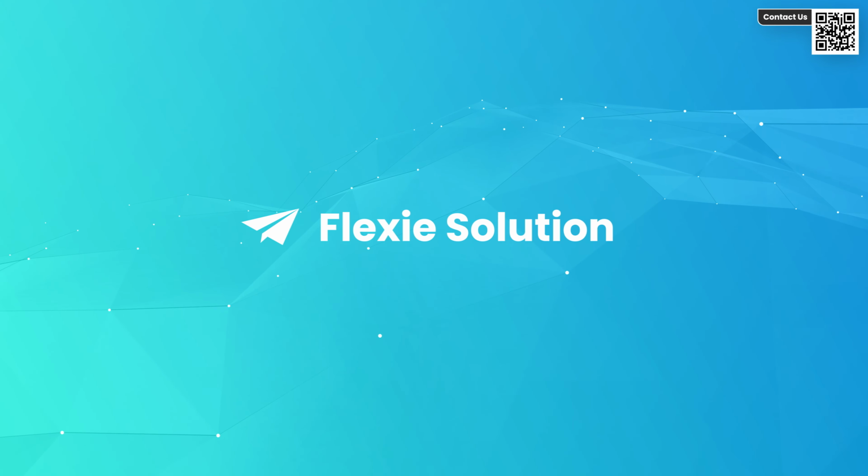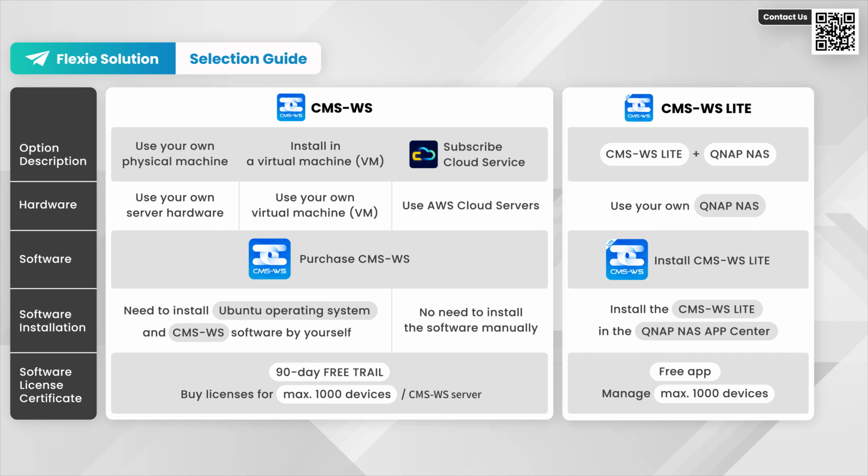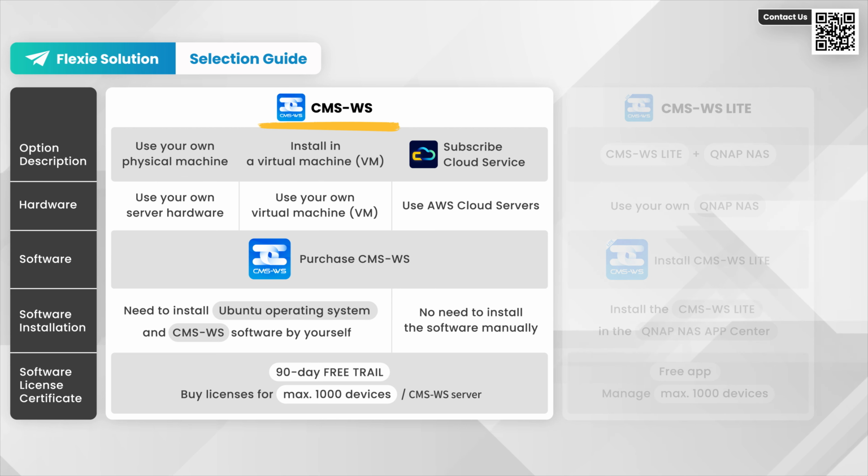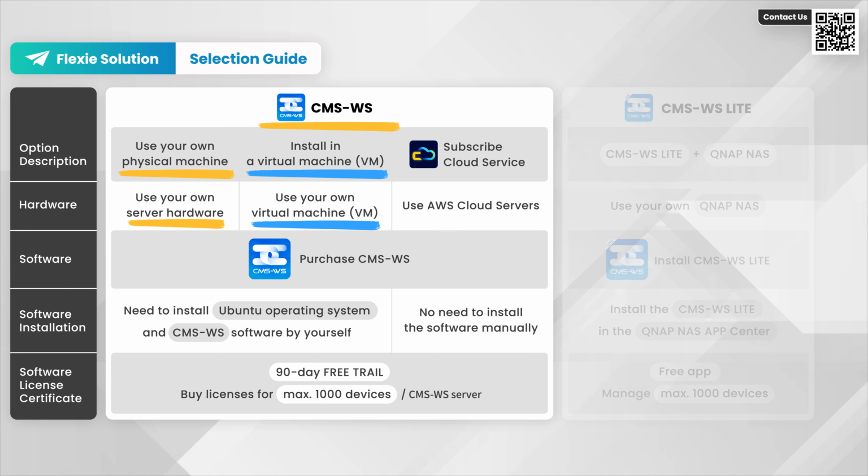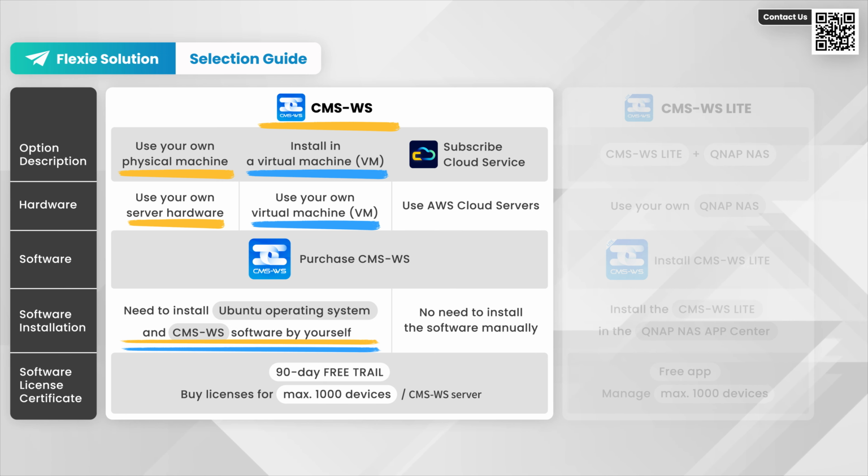Flexi Solution. In the Flexi Solutions, various cross-platform digital signage server configuration options are provided. Purchase KN CMSWS, the best cross-platform digital signage server, and install it by yourself in your own physical server computers or virtual machine. You must either provide your own server hardware or rent a virtual server, and then install the Ubuntu operating system and the CMSWS software yourself.